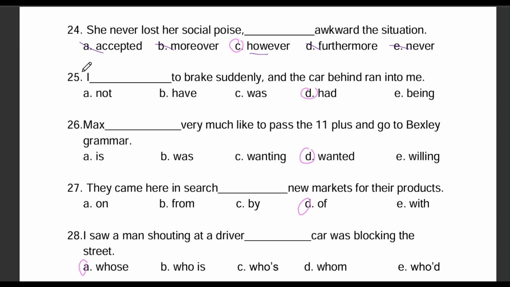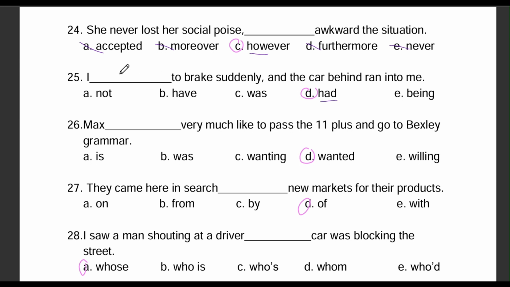Question 25. I blank to brake suddenly, and the car behind ran into me. A. Not. B. Have. C. Was. D. Had. E. Being. The correct answer is D.